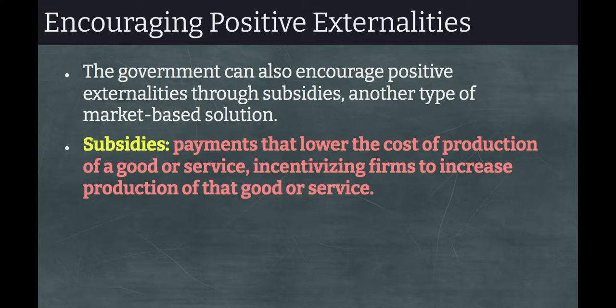All right, so just like the government can discourage negative externalities, the government can also encourage positive externalities. And there is one tool that they can use to do this, and those are subsidies, which are another type of market-based solution. And you've already learned what subsidies are, right? So subsidies are, write this term down, then write the definition. Subsidies are payments that lower the cost of production of a good or service, which incentivizes firms to increase production of that good or service. So last unit we said the whole point of subsidies, or one of the points of subsidies, is to increase the supply of a good or service, right? By lowering those production costs and incentivizing businesses to make more of that thing.